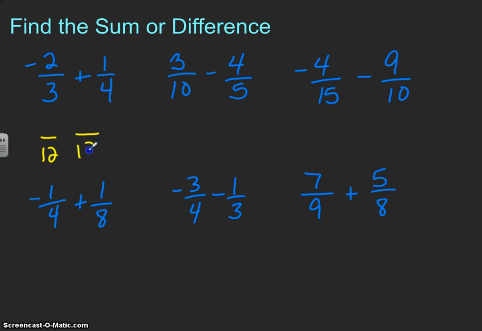3 and 4 both go into 12. 3 into 12 is 4. 4 times 2 is 8. That's a negative. 4 into 12 is 3. 3 times 1 is 3. That's positive. Negative 8 and positive 3. I have to subtract. 8 minus 3 is 5 over 12, and because 8/12 is negative, it's the bigger number. My answer is also negative, negative 5/12.